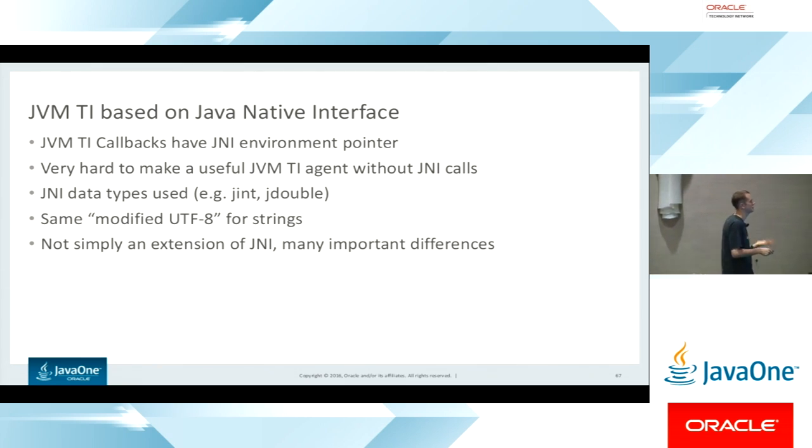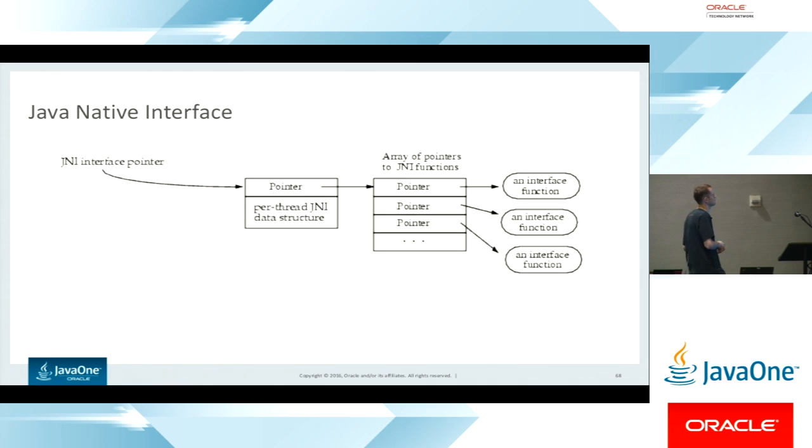But all the standard data types that we have in JNI are used in JVMTI. We use the same strange modification of UTF-8 where we don't have null values and things like that that JNI uses. So if you're used to coding in JNI, you'll be very comfortable and you'll be able to pick up JVMTI very quickly. If you're not used to coding in JNI, JNI itself is not that difficult to learn, but that's going to need to be the first step you take before you start taking on JVMTI agents. That said, there are some important differences.